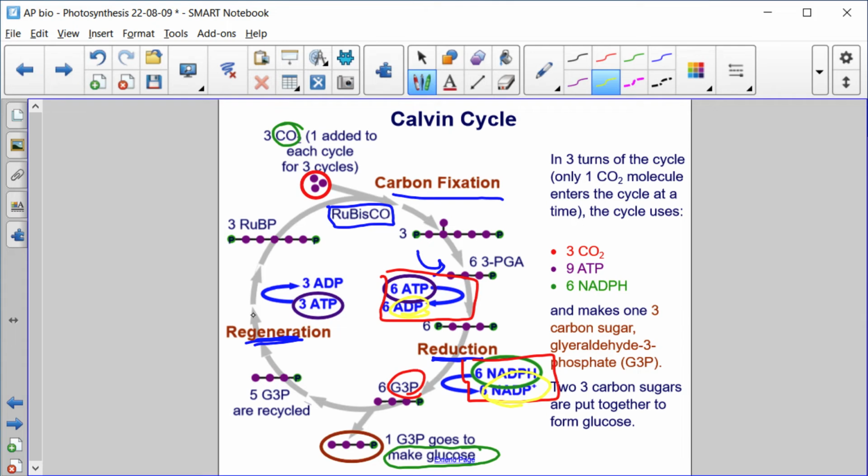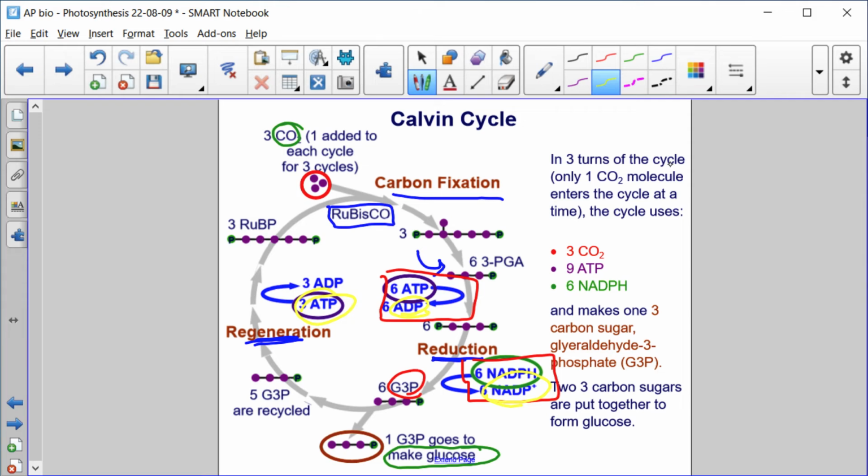In this regeneration phase, ATP is used to combine the rest of the G3P molecules to form a new RuBP molecule. Again, back to that same 5 carbon sugar that we need to be able to capture the carbon dioxide. This RuBP can combine with additional carbon dioxide molecules, continuing the carbon reactions. To form glucose, the cycle has to turn 6 times because each turn of the cycle adds only 1 carbon atom from the incoming carbon dioxide.